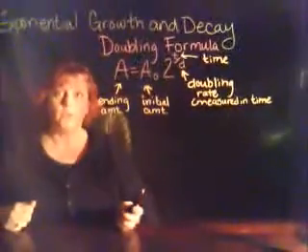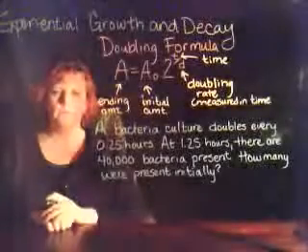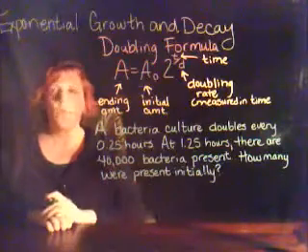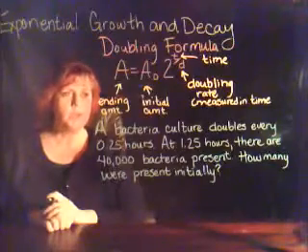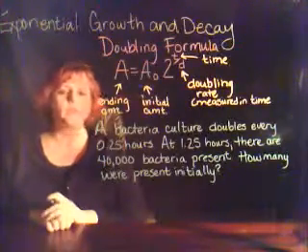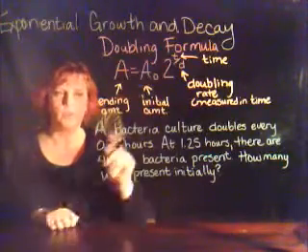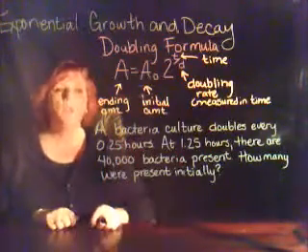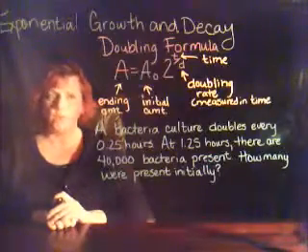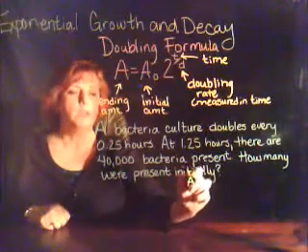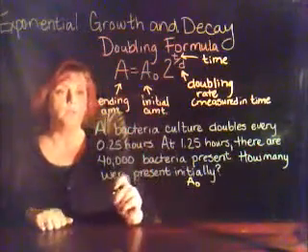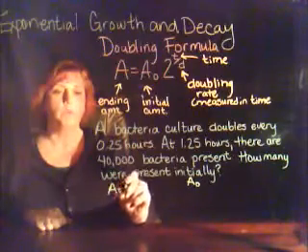So let's take a look at an example. We're talking about bacteria. They grow very quickly. So a bacteria culture doubles every 0.25 hours, so 15 minutes. But we're going to do it in decimals because we're measuring in hours. At 1.25 hours, there are 40,000 bacteria present. How many were present initially? So what we're looking for is A sub 0. Let's see what we do know. We know that our ending amount is going to be 40,000.